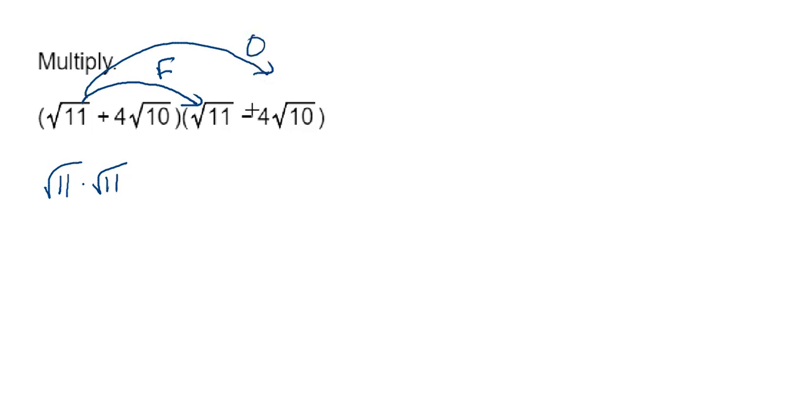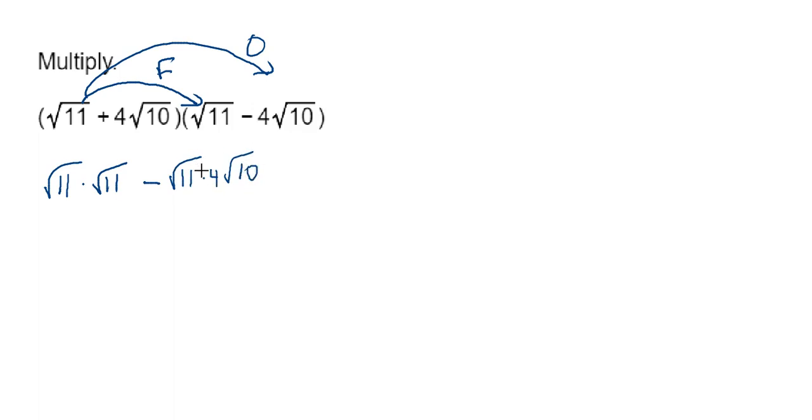Now, I'm going to start paying attention to signs. I didn't really point this out in the last couple of examples because I think we kind of worked around it okay. But this is positive, this is negative. So you might want to take that into account starting now. So this will be positive times a negative, which will be negative. And then we'll have square root of 11 times 4 square root of 10.